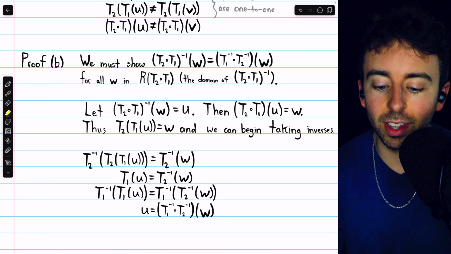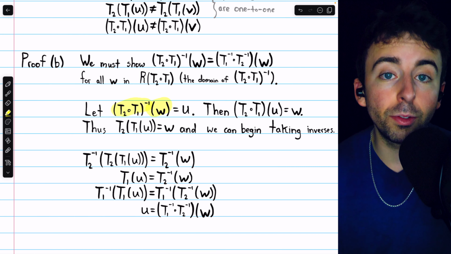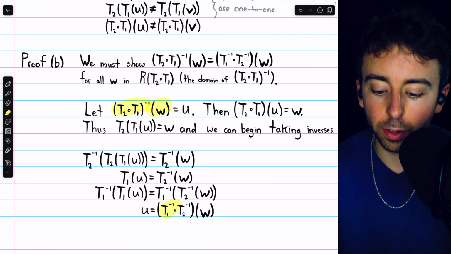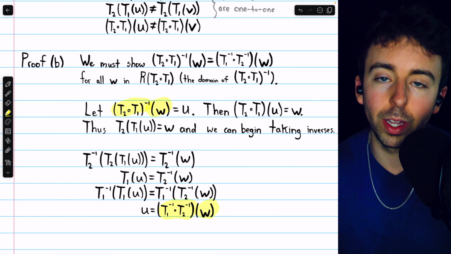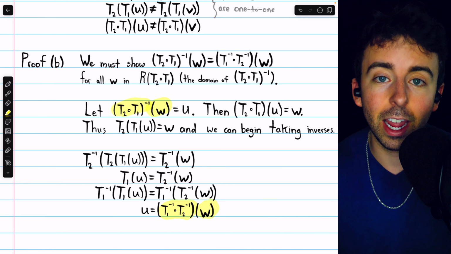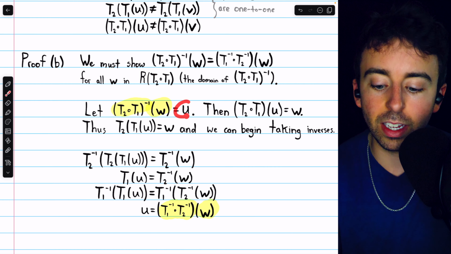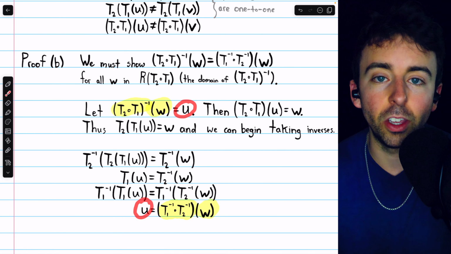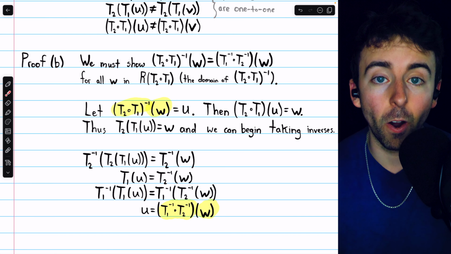Remember, the claim was that the inverse of the composition evaluated at w should always be the same as T1 inverse ∘ T2 inverse evaluated at w. We're claiming that they're the same. And we've just shown that if one is equal to u, the other one is equal to u as well. So in fact, they are the same.